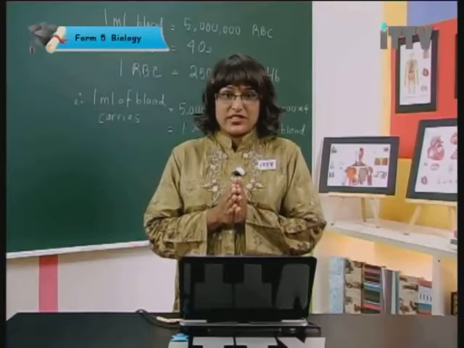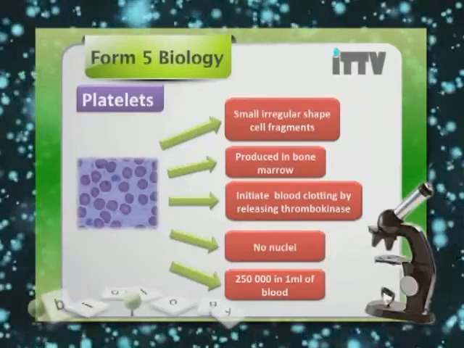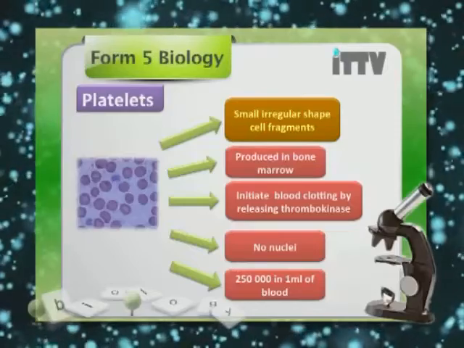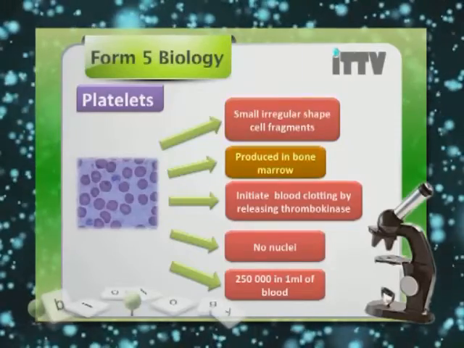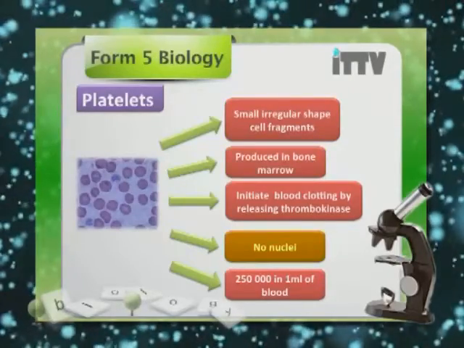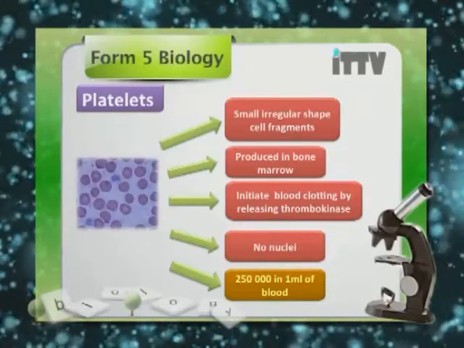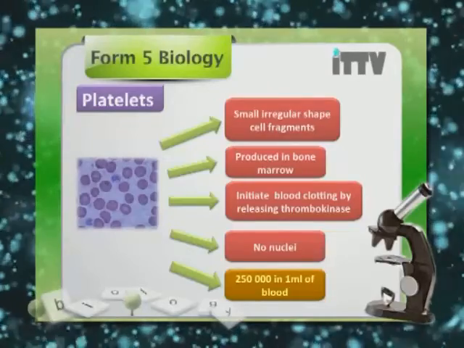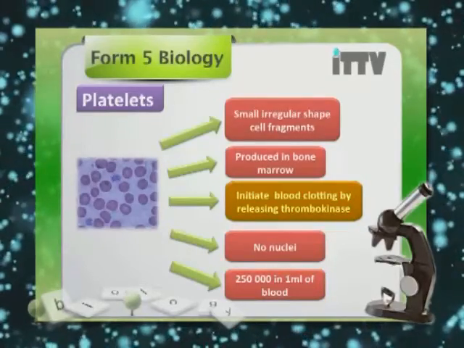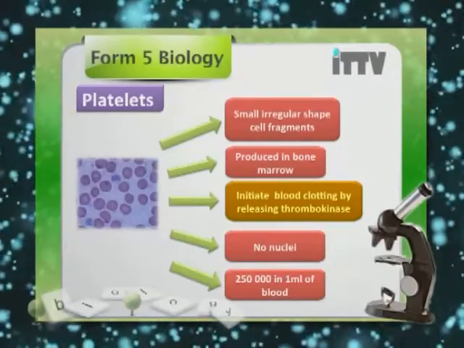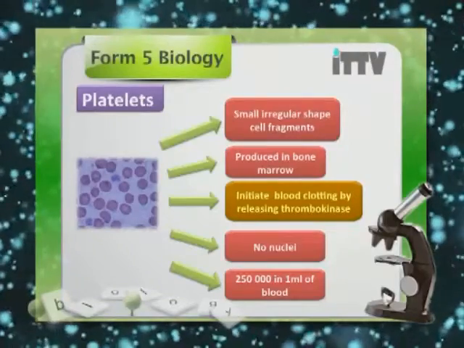Let us take a closer look. The platelets are very small in size and they are irregular in shape. They are also produced in the bone marrow. They don't have a nucleus, much like the erythrocytes, and they only amount to about 250,000 in a milliliter of blood. The platelets initiate blood clotting by releasing thrombokinase.